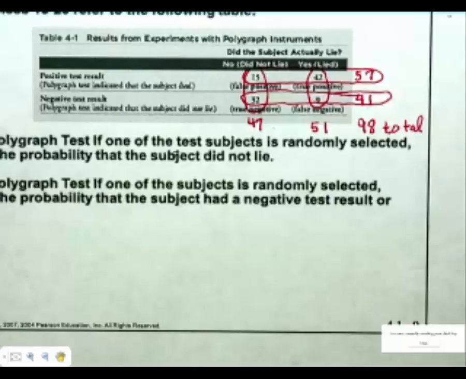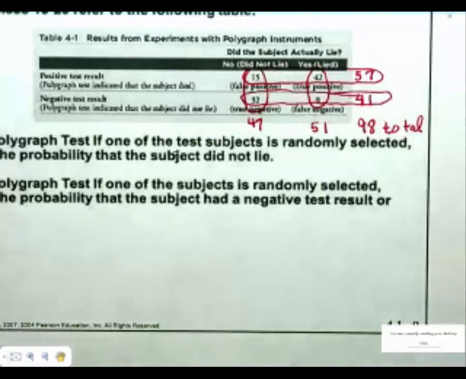Here's a good question. What's the total number of people who got the wrong result? Which would be 24. 24 out of 98, about a quarter of the time, the polygraph was wrong. And that's why polygraphs are not admissible in court. They're not completely accurate. I'm going to say not very accurate at all. If it's wrong about 1 out of 4 times, that's pretty significant.